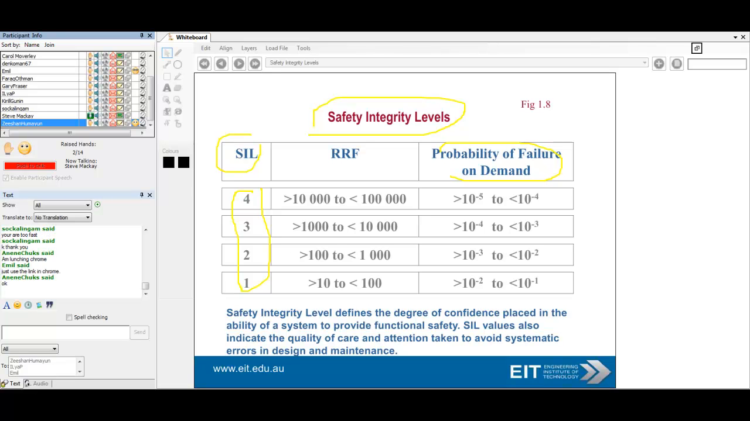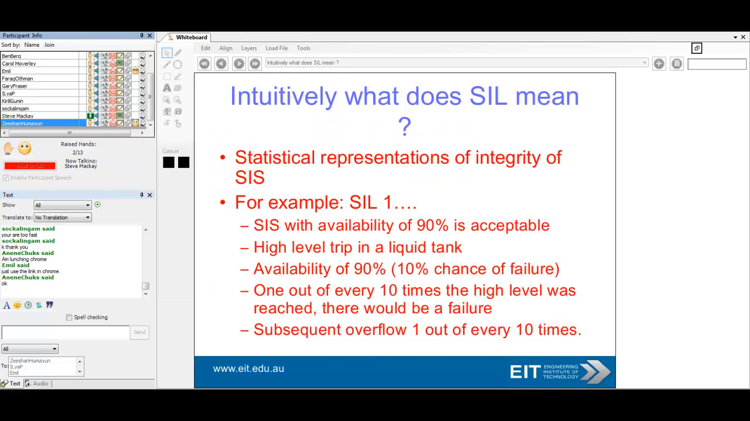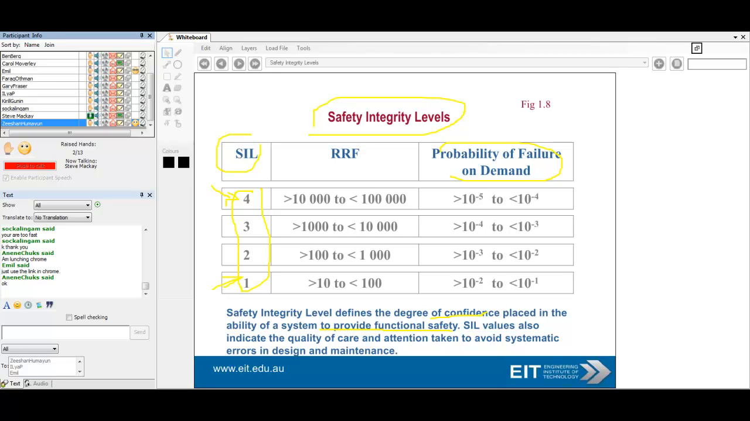So a typical example is what I use here. Let's take a typical example intuitively. Let's look at a SIL of 1. The required risk reduction factor is between 10 and 100, less than 100, or 10 to the minus 2, greater than 10 to the minus 2, less than 10 to the minus 1. So 10 to the minus 1 is 1/10, and 100 is the probability of failure on demand. So it's between 1/100 and 1/10.